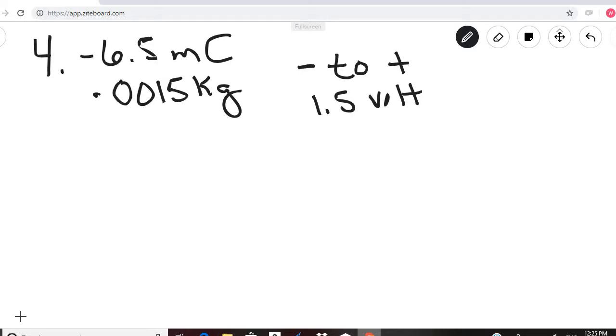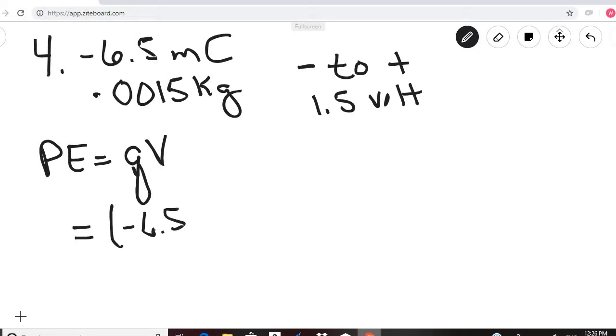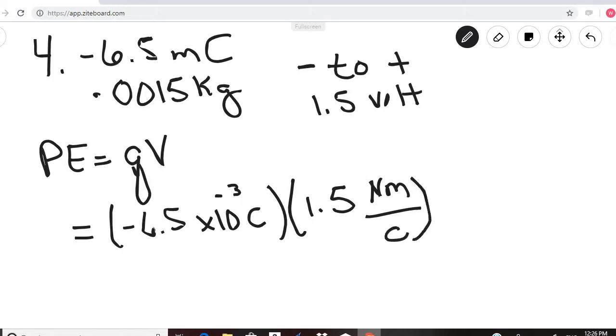So it says if it starts at rest, what will be its speed when it reaches the positive side of the battery? Okay, so if it starts at rest, that means it's going to have potential energy. And when it starts moving, that potential energy will be changed into kinetic energy. So potential energy is equal to QV. So that's going to be negative 6.5. I need to change that to coulomb. So negative 6.5 times 10 to the negative 3 coulombs. And then we were given the voltage as 1.5 volts. A volt is a Newton meter per coulomb.